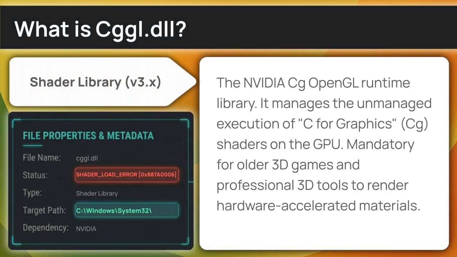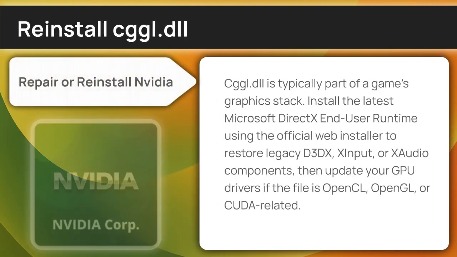It manages the unmanaged execution of C for graphics, Cg, shaders on the GPU, mandatory for older 3D games and professional 3D tools to render hardware-accelerated materials. With that context in mind, our first logical step is a clean reinstallation. Cggl is typically part of a game's graphics stack.